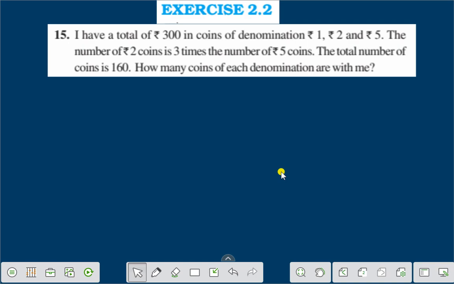I have a total of rupees 300 in coins of denomination of rupees 1, rupees 2 and rupees 5. The number of rupee 2 coins is 3 times the number of rupee 5 coins. The total number of coins is 160. How many coins of each denomination are with me? Let us find.